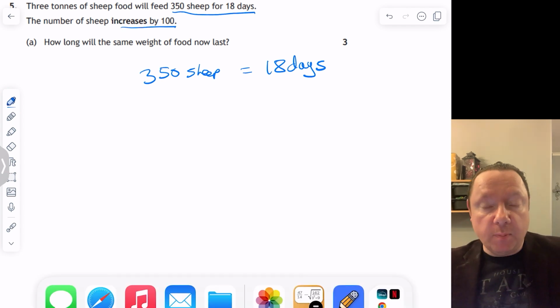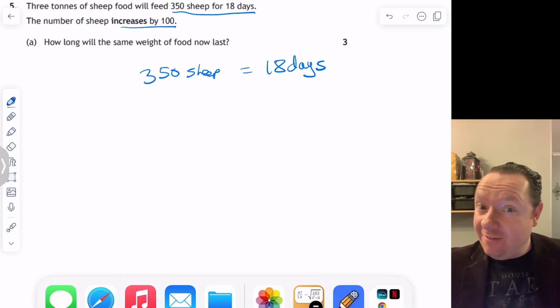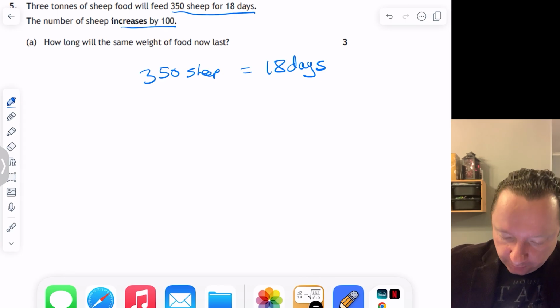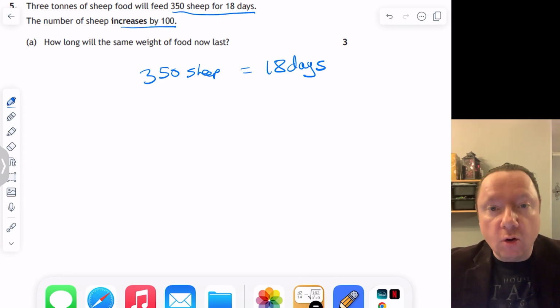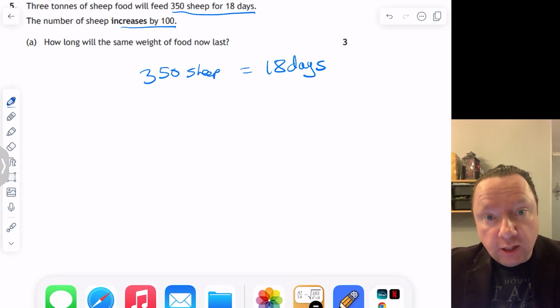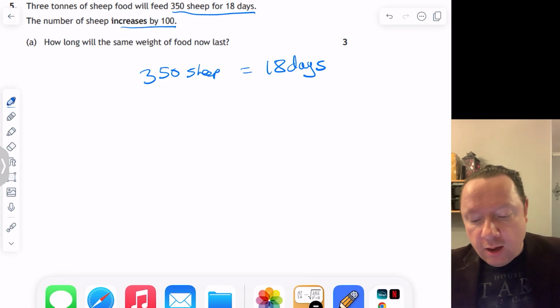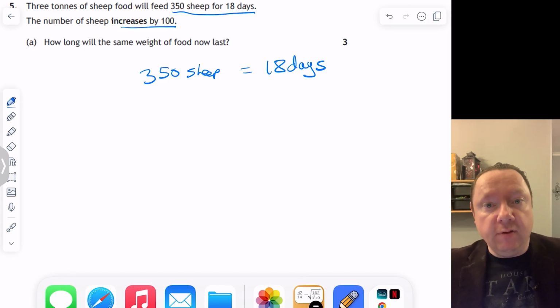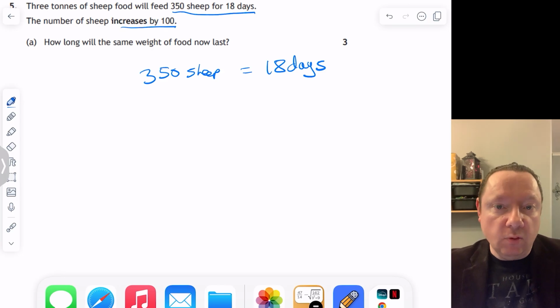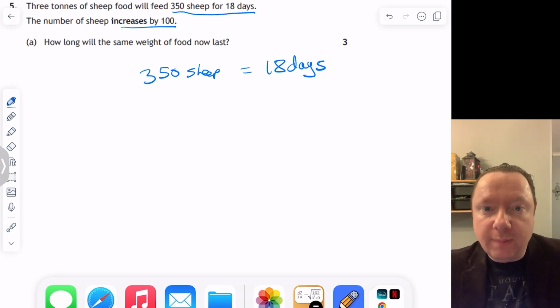So why is this inverse proportion? Well, it's either work done or it's getting fed. If you think about these sheep, if I was to say, well, how long does the food last one sheep? Clearly it lasts a lot longer. So you're not going to do 18 divided by 350 because that means that one sheep, it would only last like hours. That makes no sense.